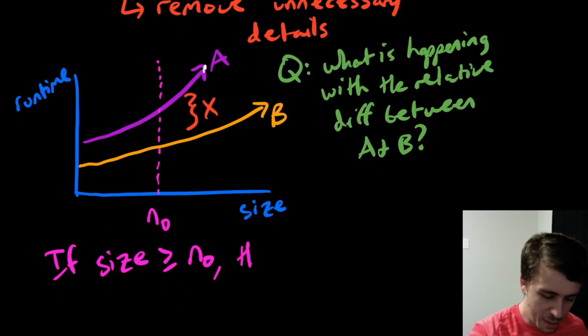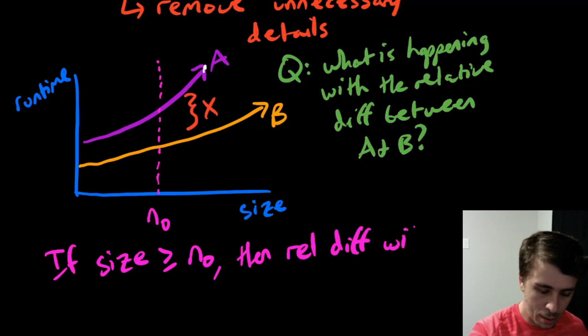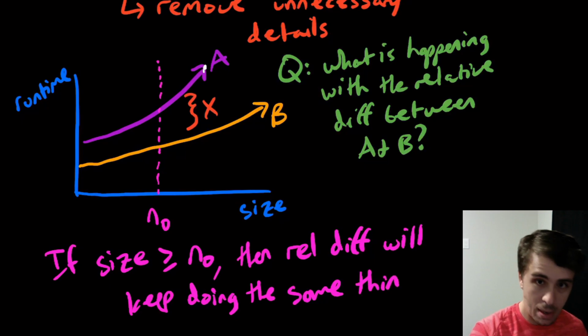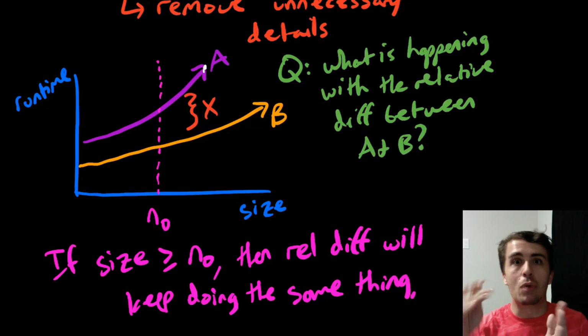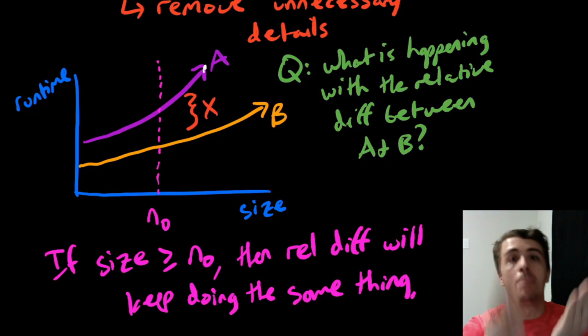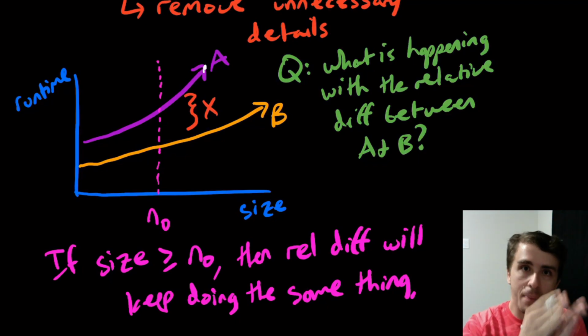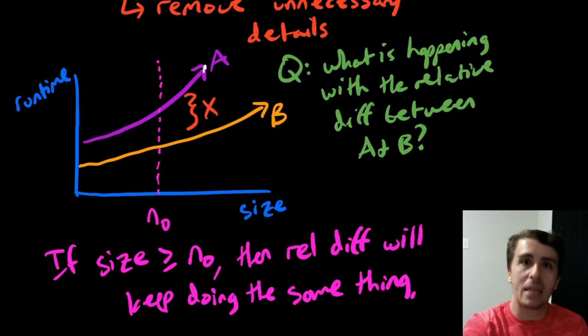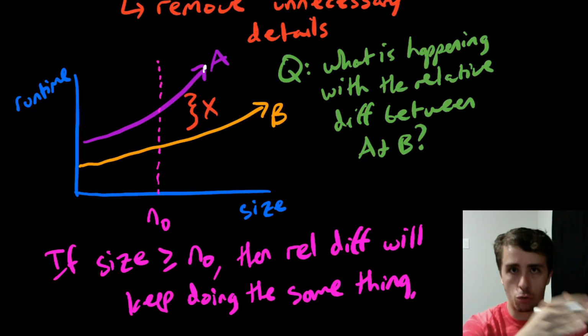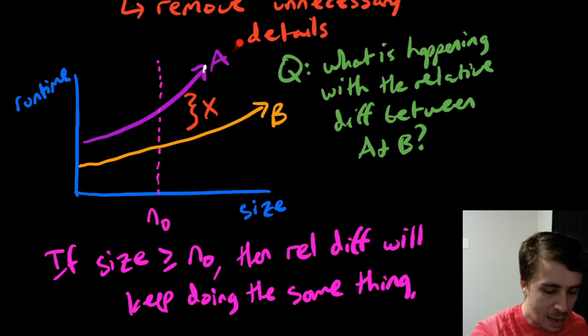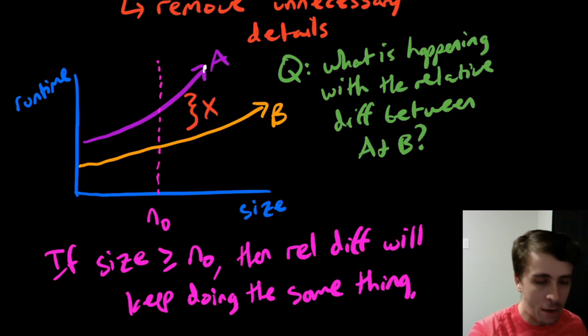then the relative difference will keep doing the same thing. And what do I mean by that? It's not that the relative difference goes down then back up and down and back up. It's either going to keep continuing to go up, or it's going to keep continuing to be the same, or continue to keep going down. It'll never fluctuate. Okay, and so that's what we mean by comparing two algorithms.